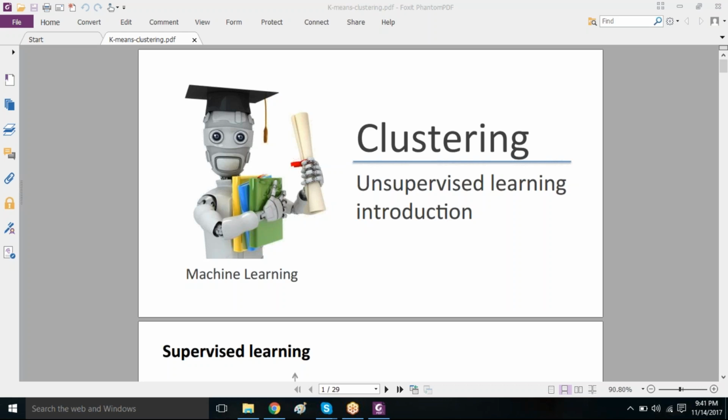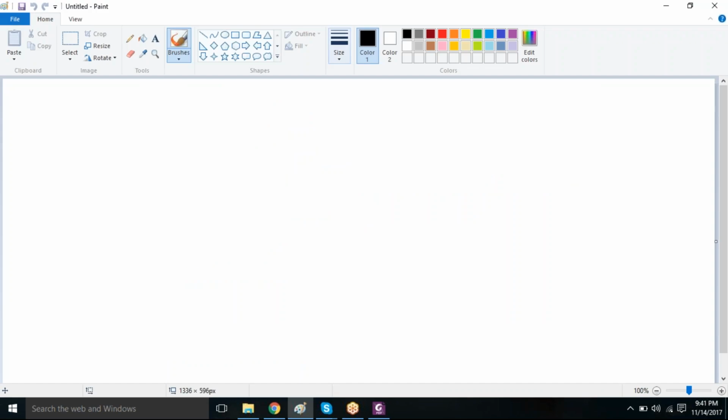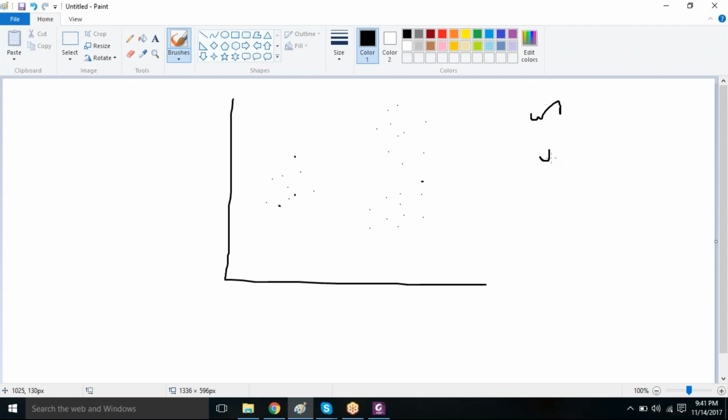Now in unsupervised learning, what happens? In an unsupervised example, I have told you something like this: you have data points like this. Now you don't know the labels. You don't know whether this is a circle, or a square, or a plus. You just have this unlabeled data.